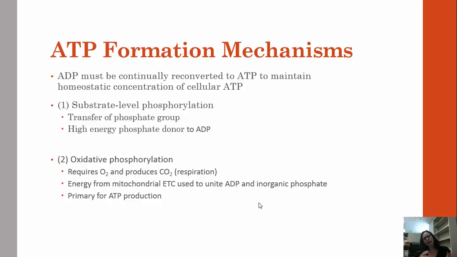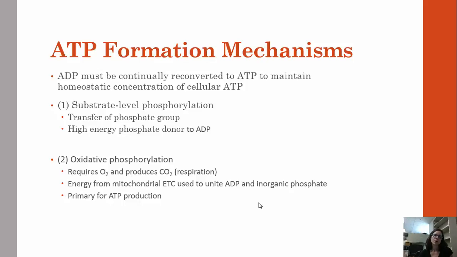So if we have not enough ATP, our cells are going to try really, really hard to make more. If we have plenty, then our bodies will kind of lay off a little bit and make less ATP. So ATP is formed through two mechanisms that we're going to talk about.